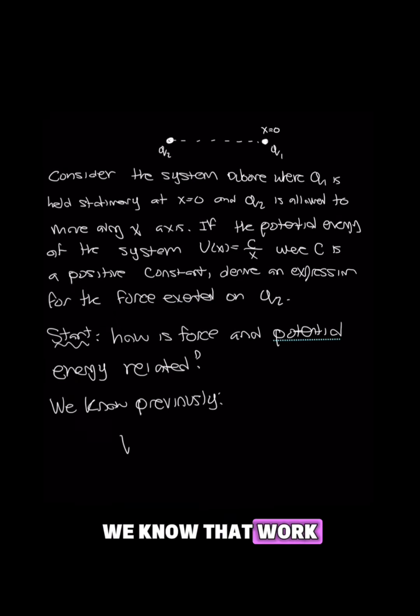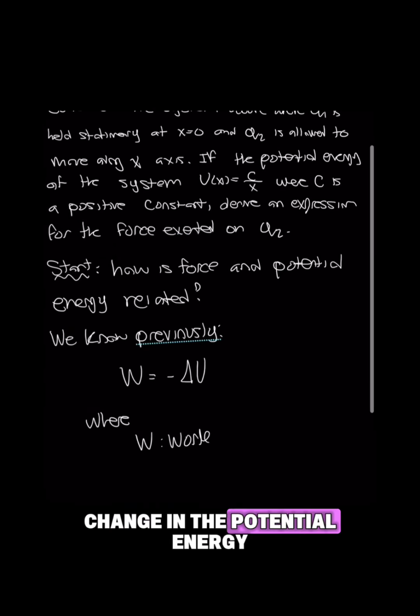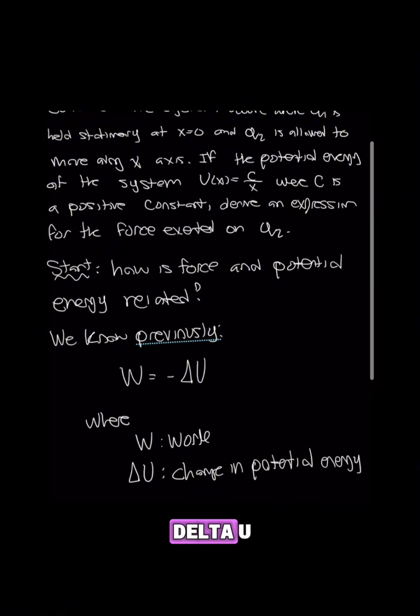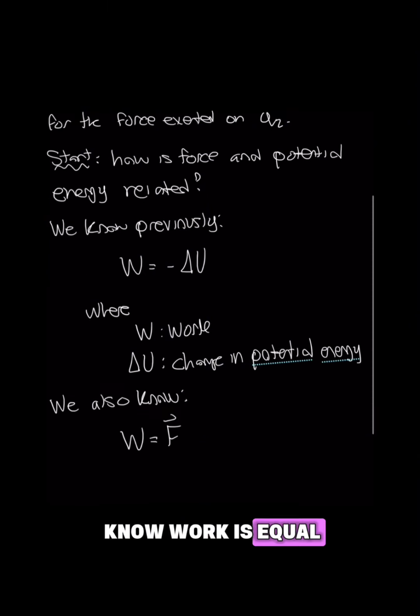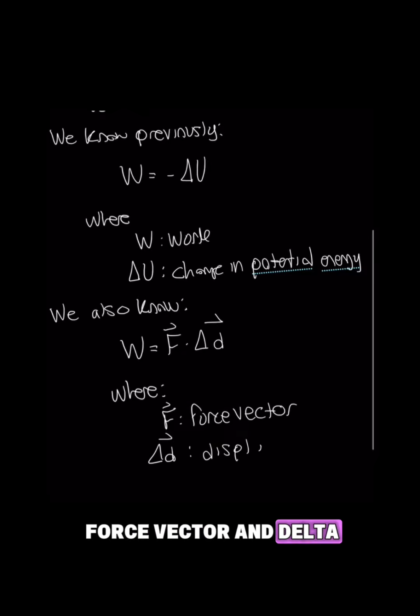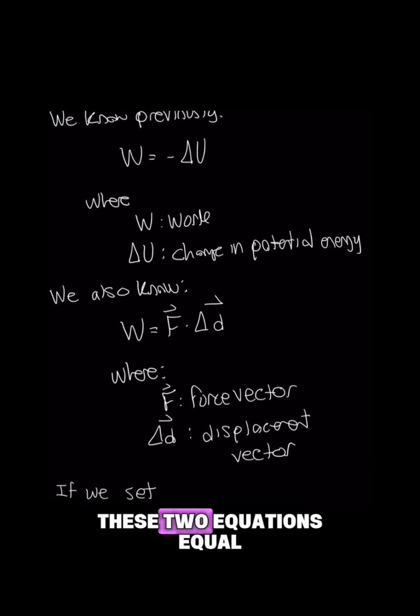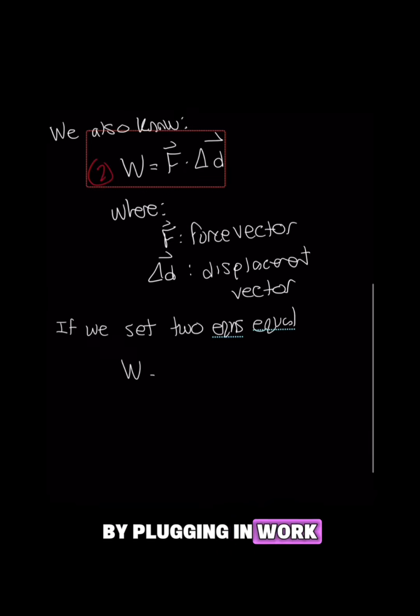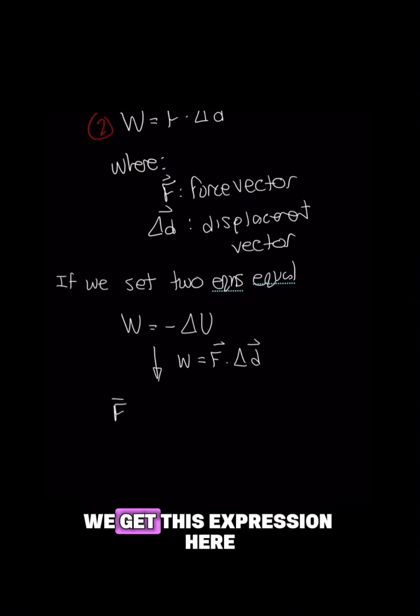To start, how are force and potential energy related? Previously, we know that work is equal to negative change in the potential energy, W equals negative delta U. We also know work is equal to force times displacement, where F is the force vector and delta D is the displacement vector. So if we set these two equations equal by plugging in work equal to force times displacement, we get this expression here.